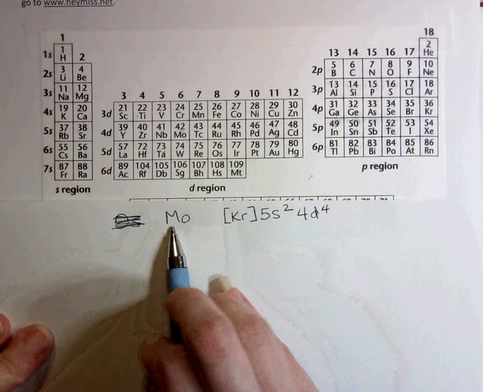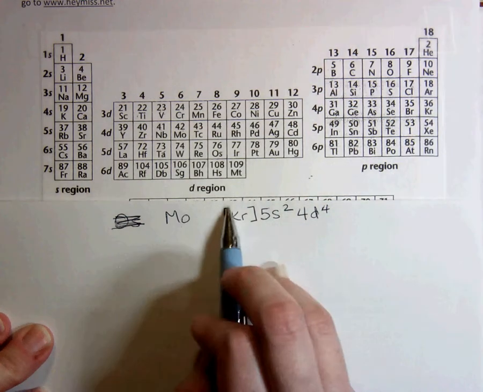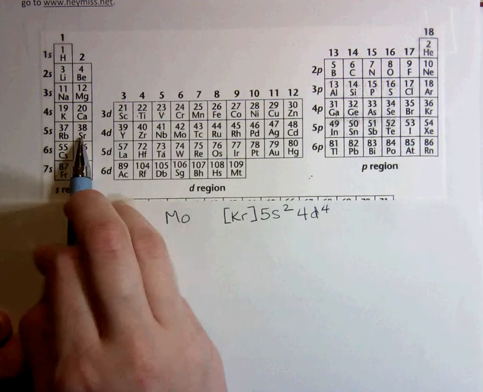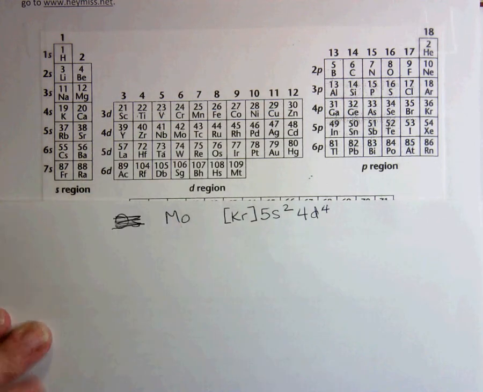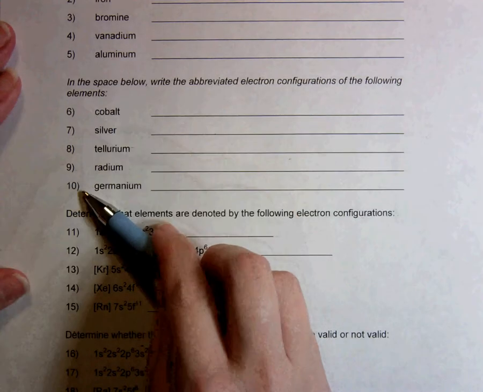Find the element you're looking for, go backward till you find the noble gas before it, put that noble gas in brackets, then go to the next sublevel and put those sublevels until you get to the one that you're going to. So that is how you'll do questions 6 through 10.